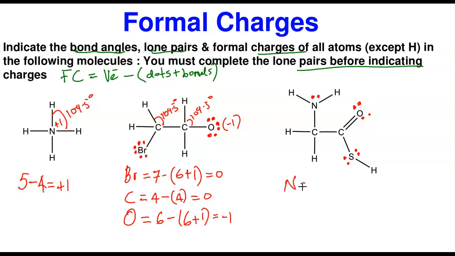This nitrogen is in group 5, so we're going to say 5 minus the dots. It has 2 dots, 1 plus 3 bonds. So which is 5? 5 minus 5 will give us 0.